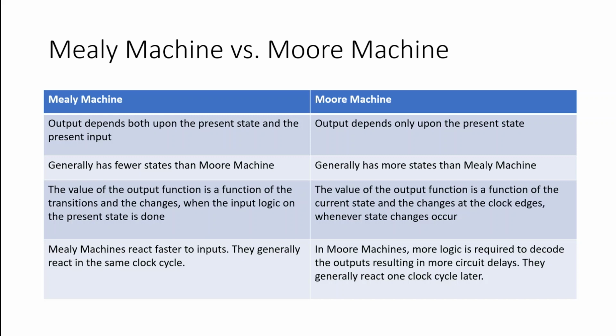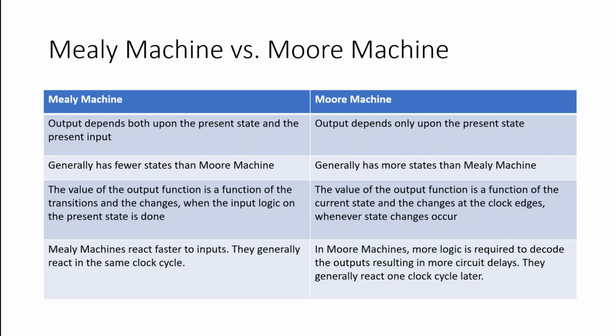The value of the output function in a Mealy machine is a function of the transition and the changes when the input logic on the present state is done. The value of the output function in a Moore machine is a function of the current state and the changes at the clock edges whenever the state occurs. Right? We're starting to talk about clock edges here, and we'll see how clock signals are going to come into play.